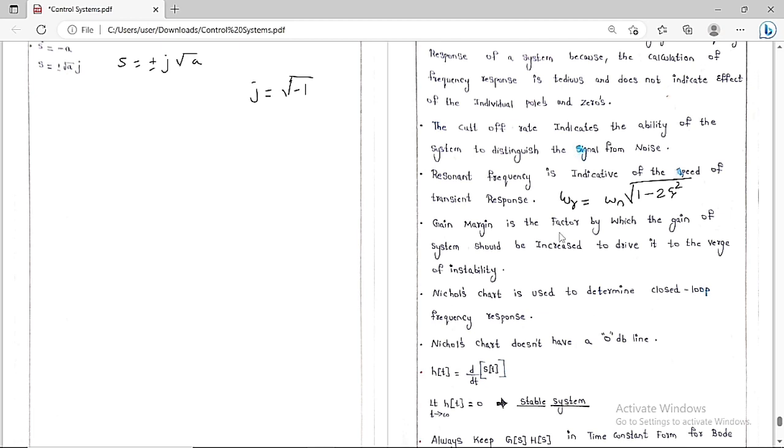So this point always you have to keep in your mind, which is the resonant frequency is the indicator of the speed of the transient response. So this resonant frequency is going to tell you the speed of the transient response. So basically this resonant frequency is going to tell you what is the speed of the transient response, whether it is fast or whether it is slow.